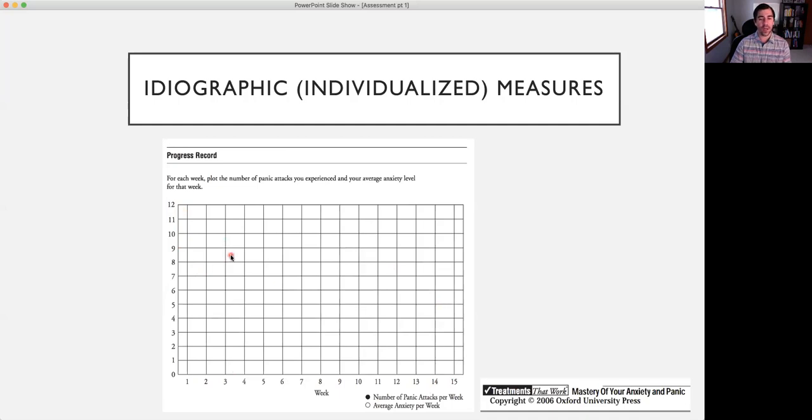And we're not comparing it to anyone else. We're just saying, how are you changing over time? And are you changing in the way that we might expect or hope for? Or are you staying the same? Are you getting worse? If so, what do we need to do in our treatment? So idiographic measures are a nice way of doing outcome assessment alongside those nomothetic measures that are maybe more standardized.